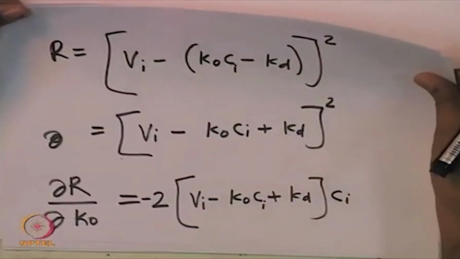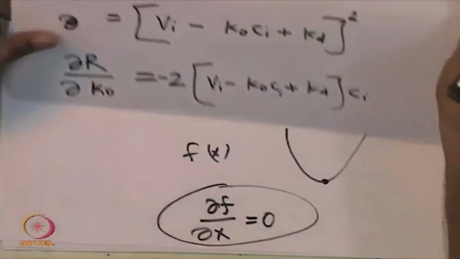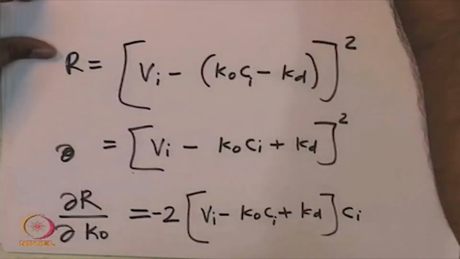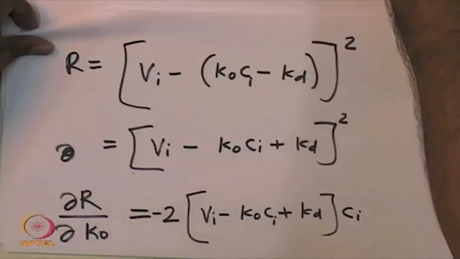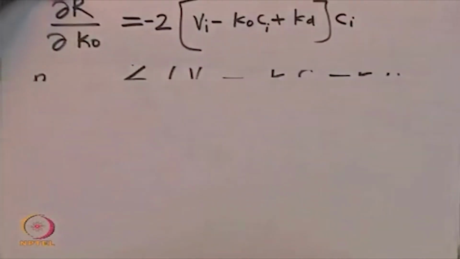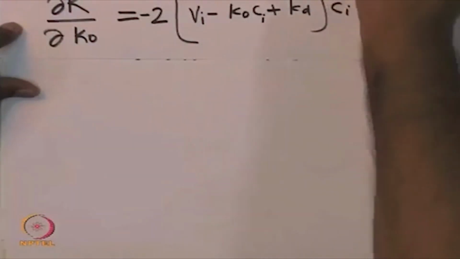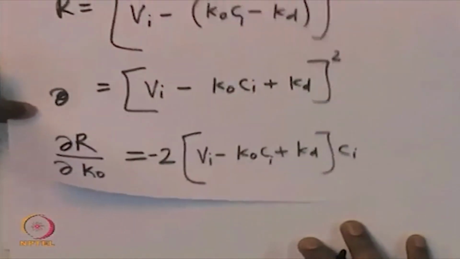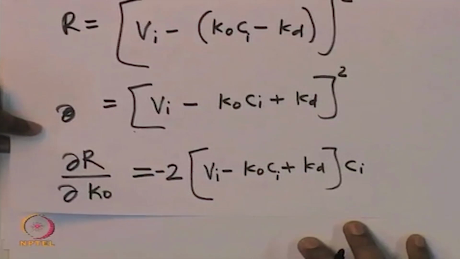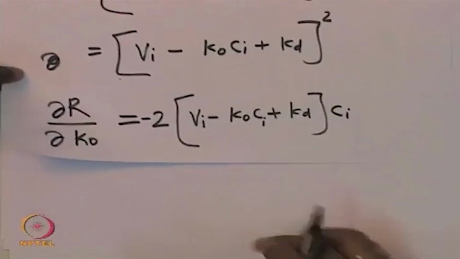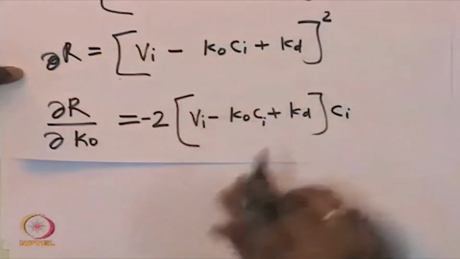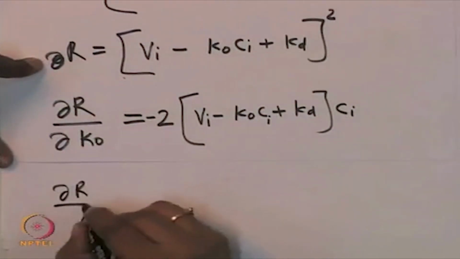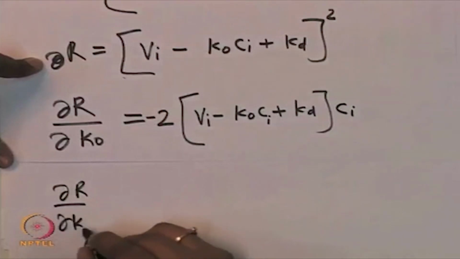What is del R by del K D? So, del R by del K D, from whatever this is, can be written as... So, if you know this particular V I, if you know this particular R, this is our R, we can write del R by del K D.